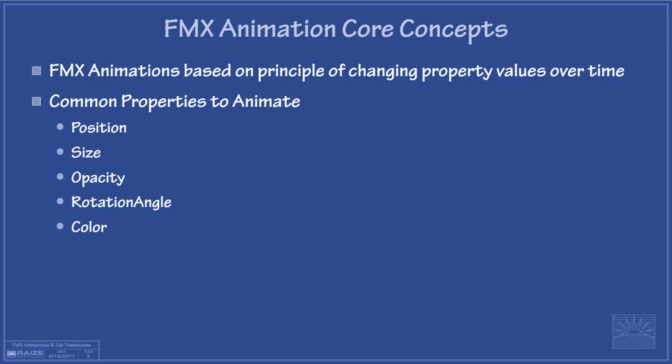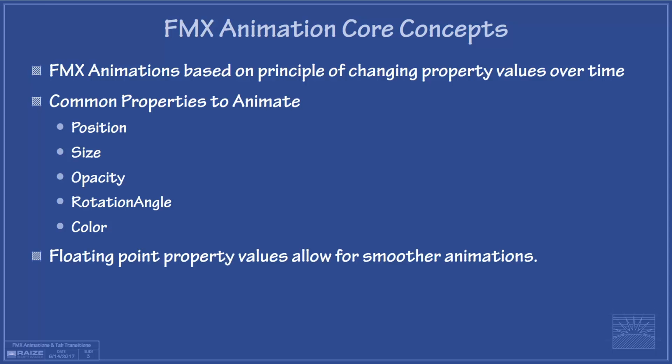A very fun animation property that's often used is the rotation angle. One of the really powerful features of FMX itself is the ability to rotate any of the controls that you have. The base FMX control allows for rotation. And so we can leverage that by animating it. And there's a number of other ways that we can animate properties, including color, for example, that I've listed there.